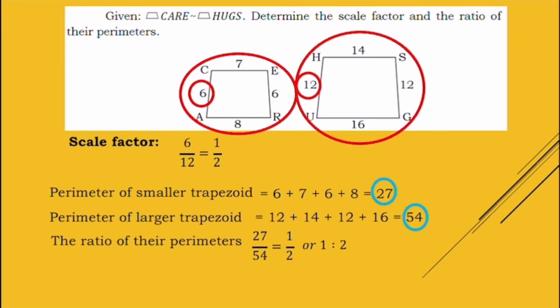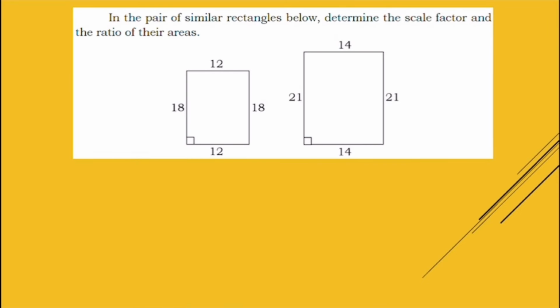Now, for our fifth example: in the pair of similar rectangles below, determine the scale factor and the ratio of their areas. So from this example, we're going to get the ratio of their areas. Again, let's get our scale factor by getting any of the corresponding sides. For this example, let's get 18 and 21. So we will have 18 over 21, or in the lowest term, 6 over 7.